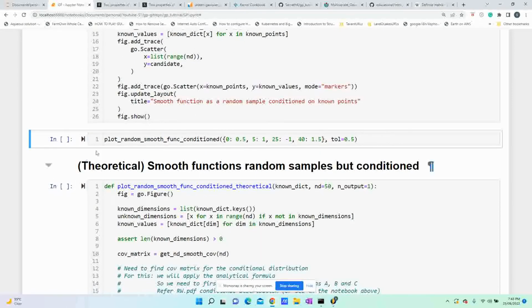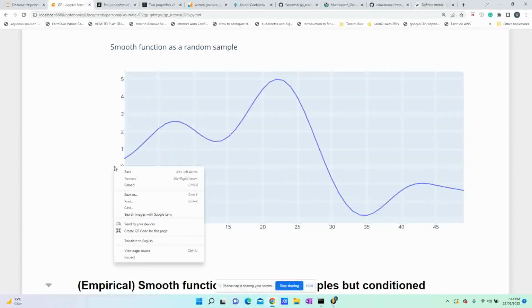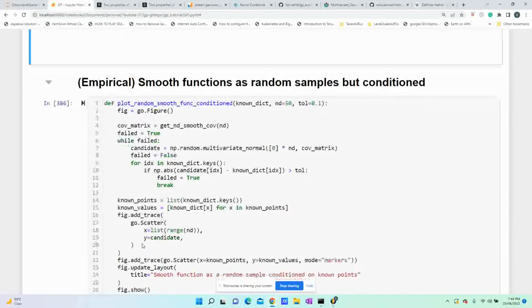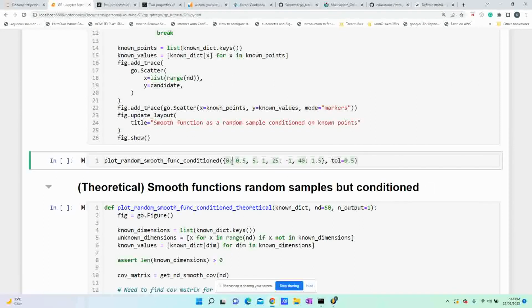So what I'm going to do, I have a tolerance, I have written this function which basically does multiple random samples. It does multiple random samples until it finds something that matches the condition that I specify. What's the condition that I specify? Here, if you look at it, the value of the function at 0 has to be 0.5. The value of function at 5 has to be 1. 25 is minus 1. 40 is 1.5.